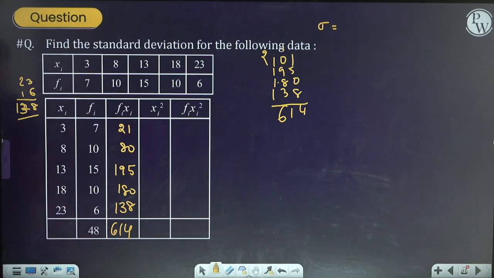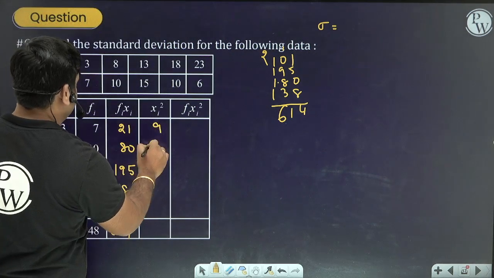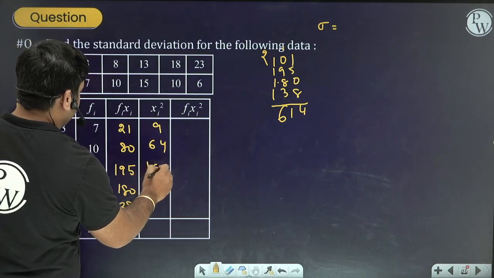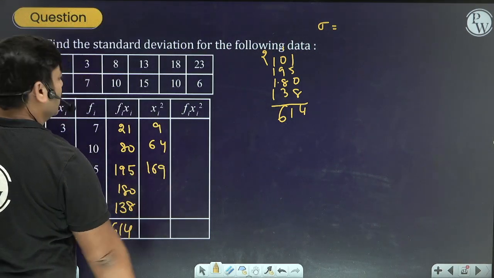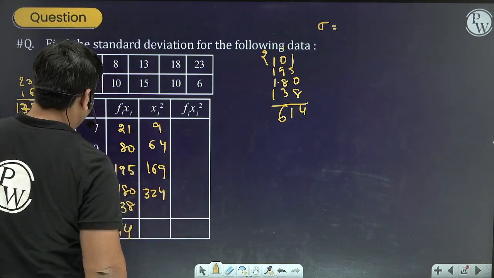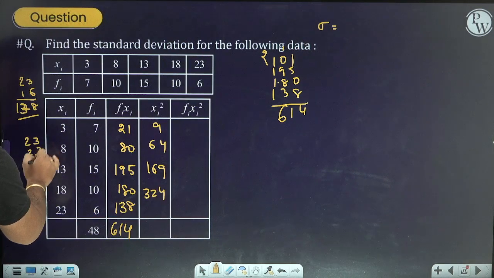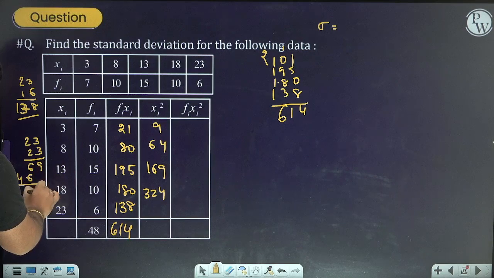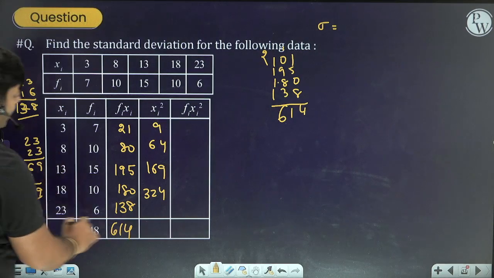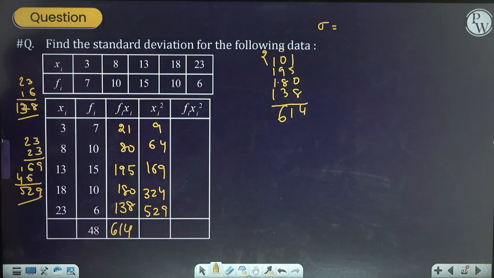We'll go for xi square. So xi square, 3 square 9, 8 square 64, 13 square 169, 18 square, how much is that? We have already discussed just now. 324. I'm not sure. 23 square. We haven't done that. 529. Right.